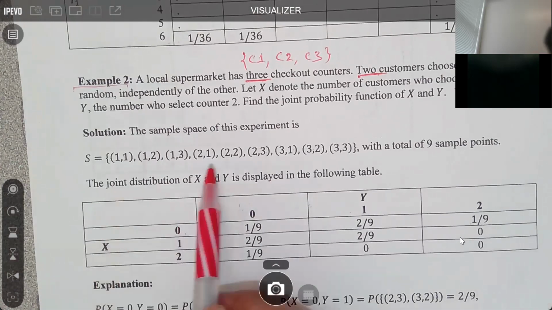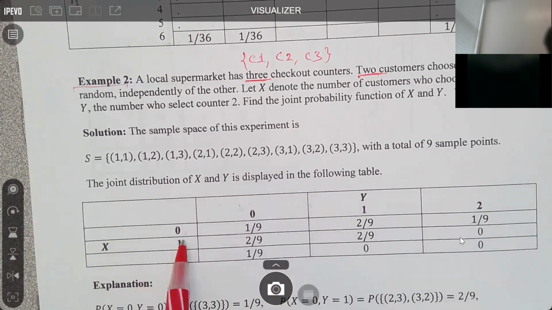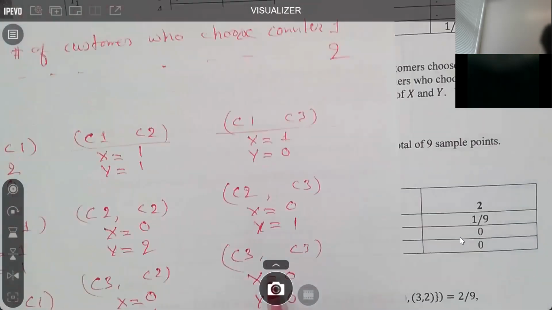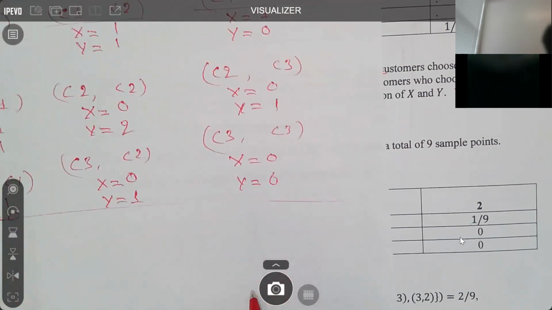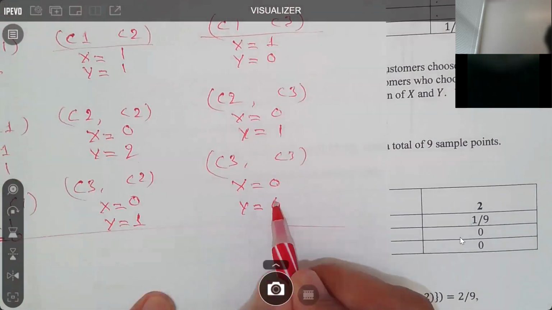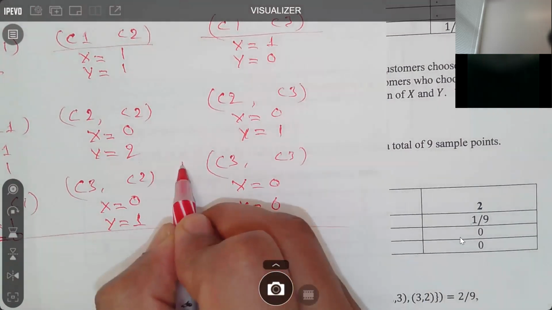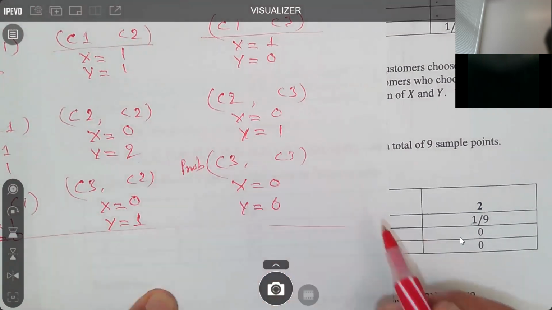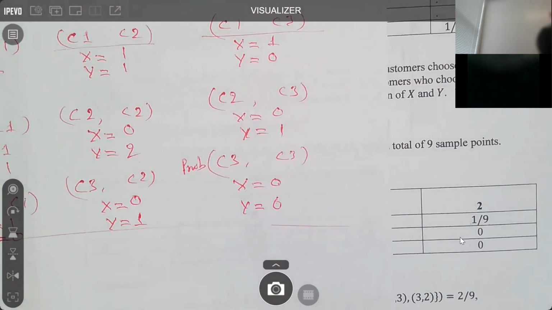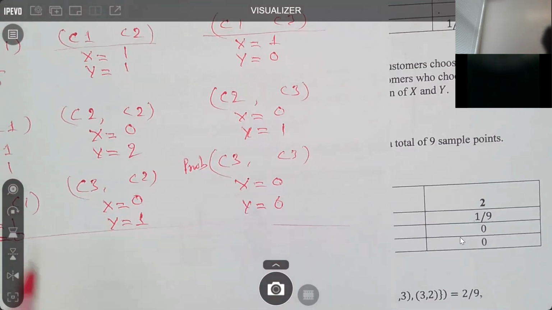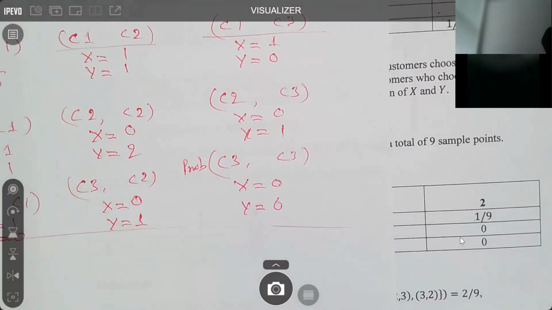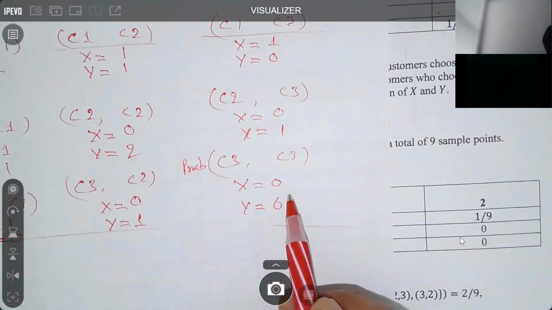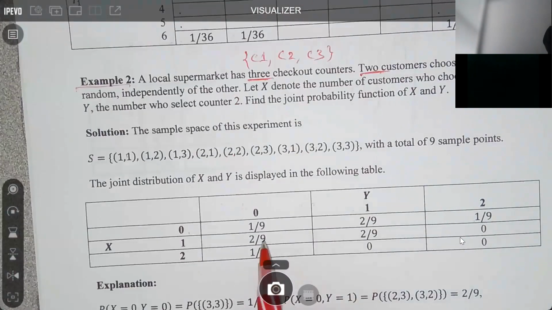These are all the possible sample space points here. Now this one here, 0, 0. X equals 0, Y equals 0 means the probability of this one here, right? The total number of possible cases is 1, 2, 3, 1, 2, 3, 1, 2, 3. Total is 9, right? So the probability of this happening is 1 over 9.